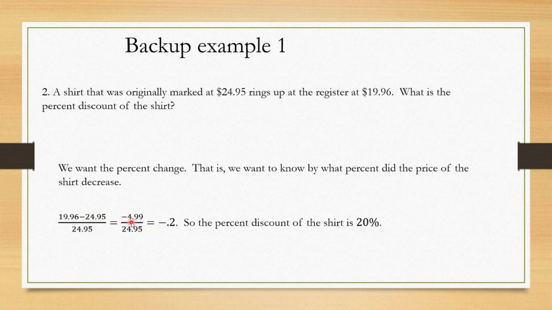It went down $4.99, but we want a percentage, so we get this, negative 0.2. We do get a negative here, but remember, that's expected because it decreased. So that's good. So it went down by 20%. Okay.